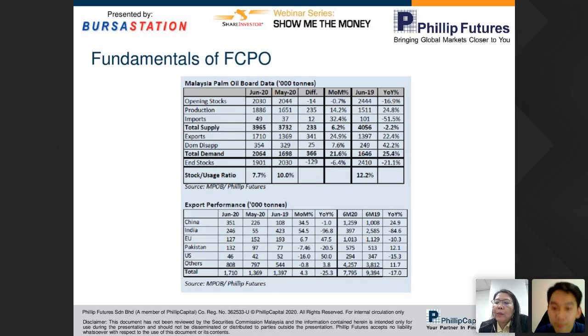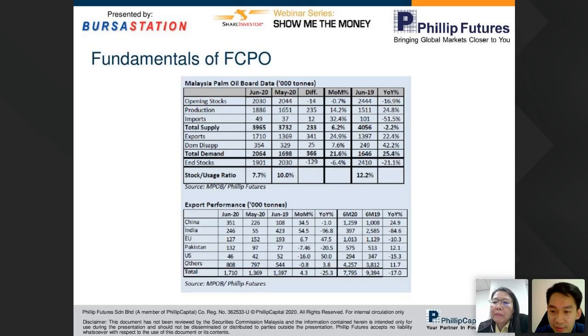Okay, we'll take two more questions and we'll call it a day. So Raymond Tan, there's another question from Raymond Tan. What is the difference between MPOB and MPOC?